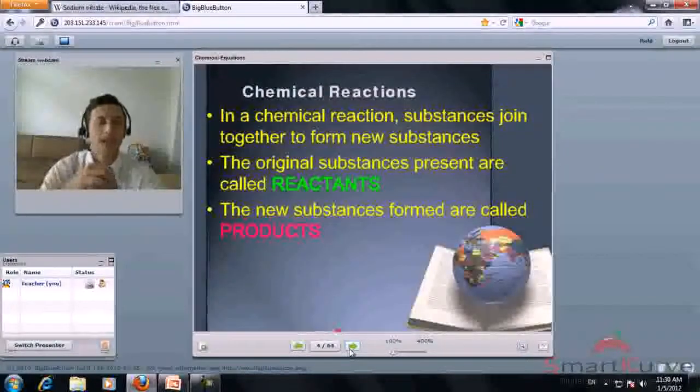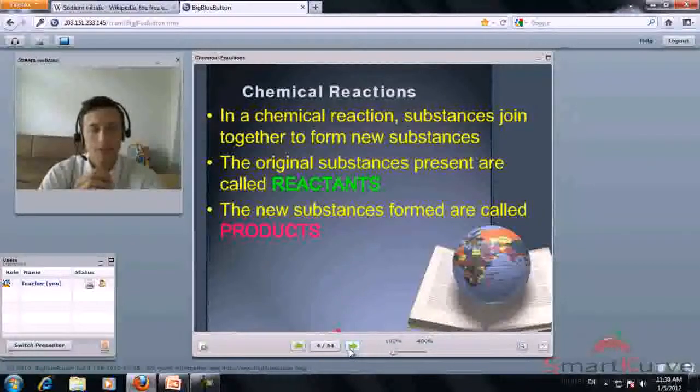All right, those 2 words that I keep using again and again, reactant and product. Let's take a look at what they mean. In a reaction, substances join together to form new substances. The original substances present are the reactants. The new substances are called the products.